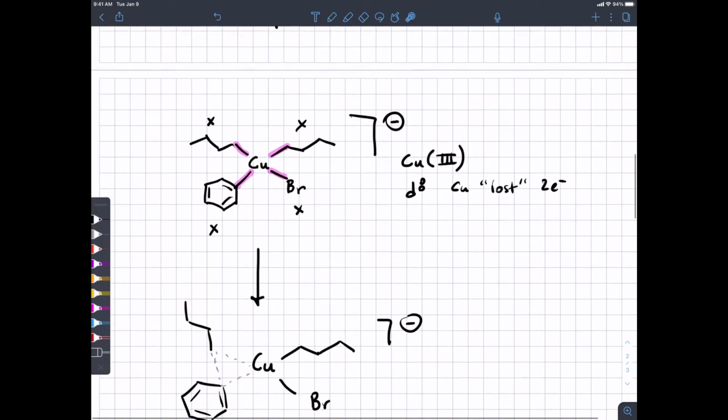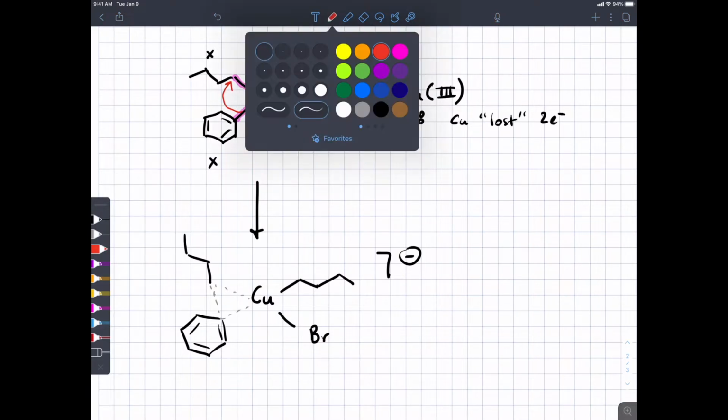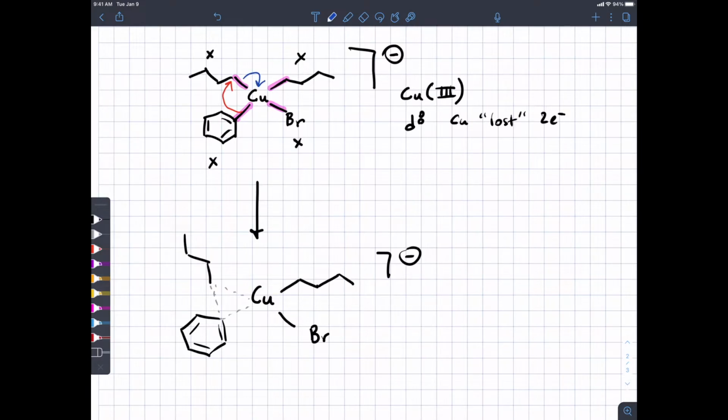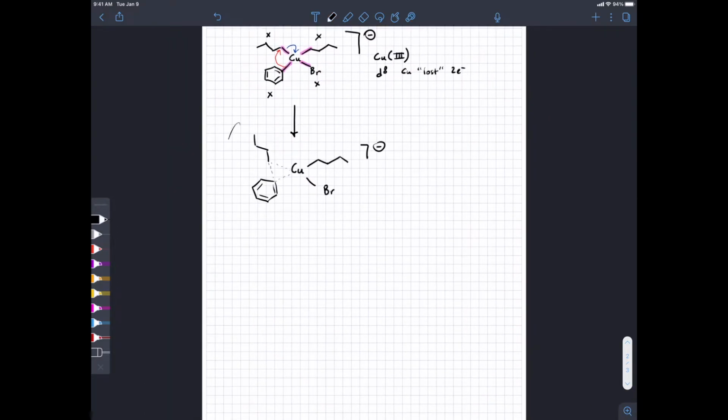Okay? If you wanted to push arrows, you could do something like this. You could have the benzene group leave with its electrons and then form a new bond with carbon. And then you could have the electrons in the bond between the alkyl group and copper go back onto copper. It would be just fine to do it the opposite way, that is to have electrons here attack the benzene ring and have these go back to copper. This would be the transition state, and your product is going to be to have a new sigma bond between your benzene ring and your alkyl group.